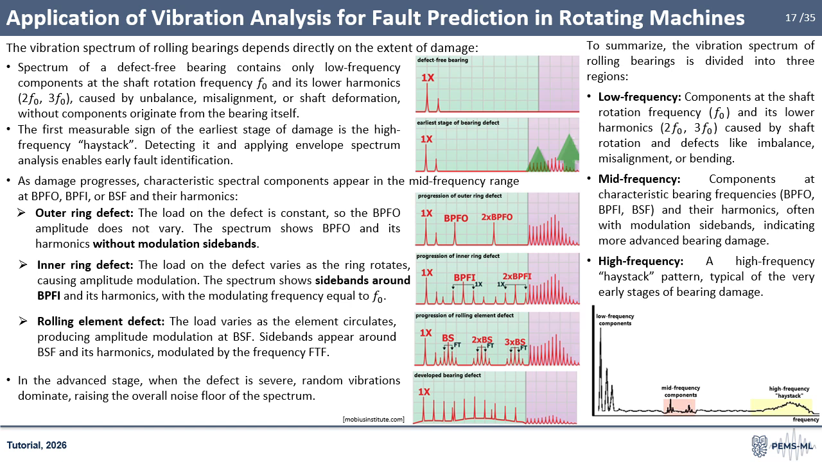In summary, the vibration spectrum can be divided into three regions. The low-frequency range, with shaft rotation frequency and its lower harmonics, is caused by shaft-related defects like imbalance, misalignment, or bending. The mid-frequency range, containing characteristic bearing frequencies and their harmonics, often with modulation sidebands, indicates developing damage. And the high-frequency range is characterized by the haystack pattern typical of early bearing defects.